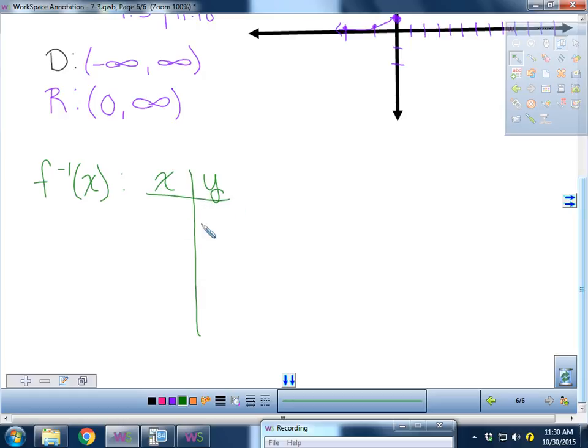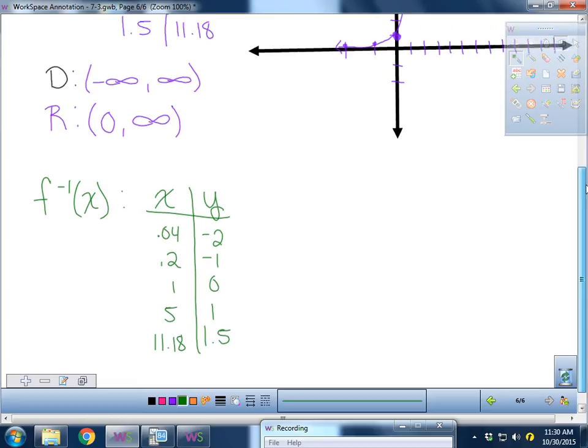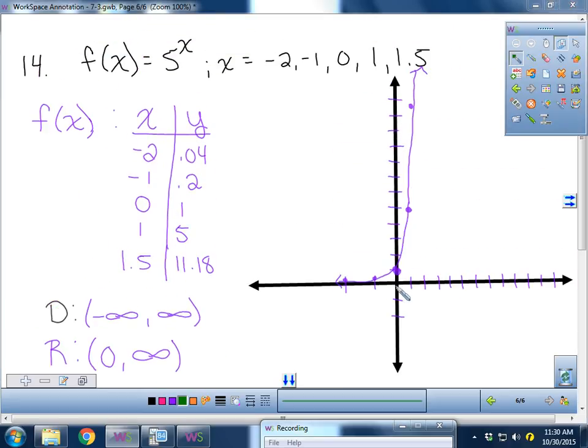So now I've got my y's are -2, -1, 0, 1, and 1.5. And my x values are 0.04, 0.2, 1, 5, and 11.18. So I'm going to graph this on the same graph as up here. All right, so I have 0.04, -2. All right, then 0.2, -1, 1, 0, 5, 1, and 1.5, 11.18, comma 5.